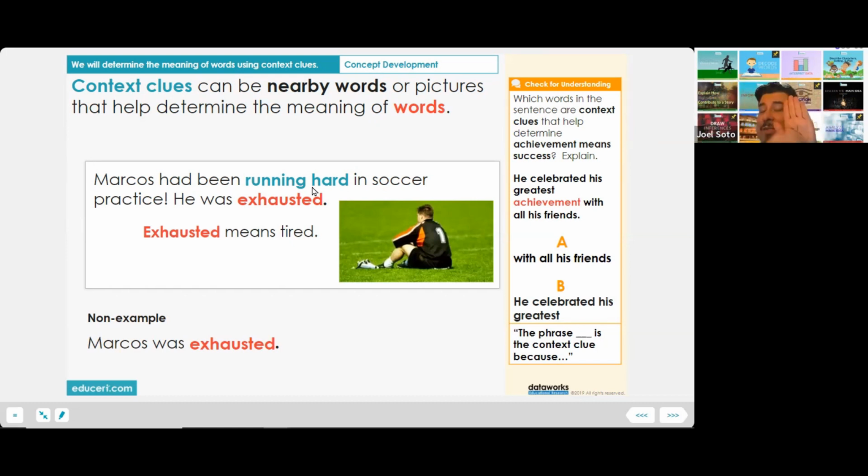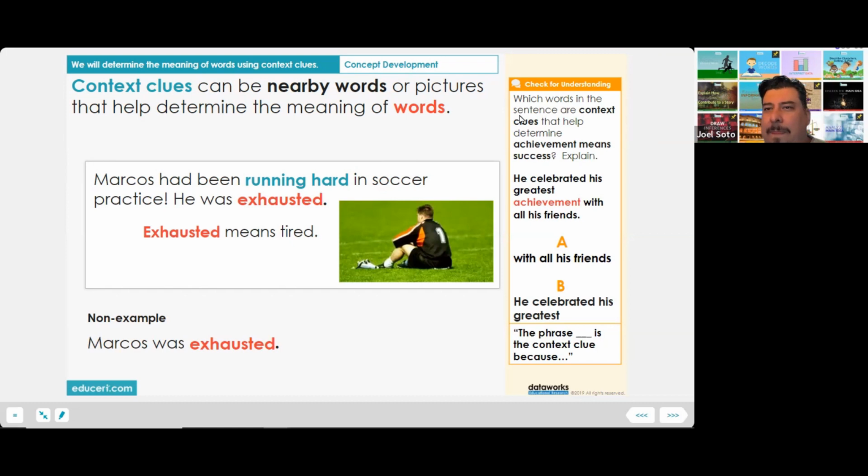Running hard is my first context clue. It's nearby, right next to it. That helps me figure out that exhausted means tired, because what happens when you're running hard? You get exhausted, you get tired. Oh look, we got a picture, because it says nearby words or pictures. He has his shin guards off and he's done. Those things take like 20 minutes to put on, I think. Everybody laughs a little bit.